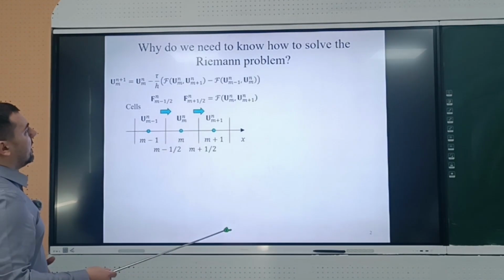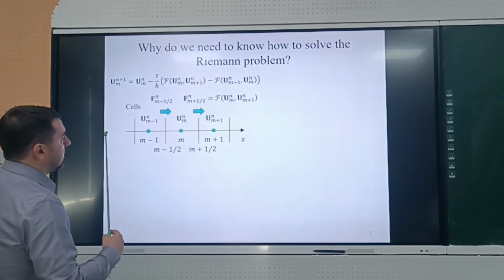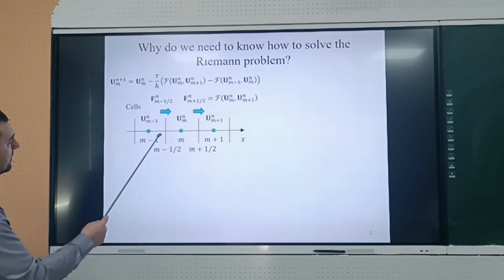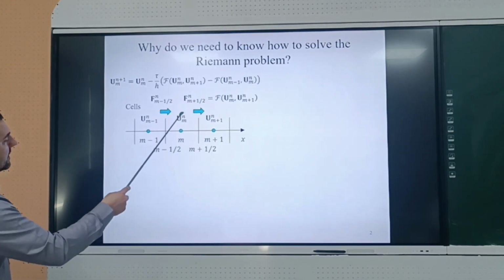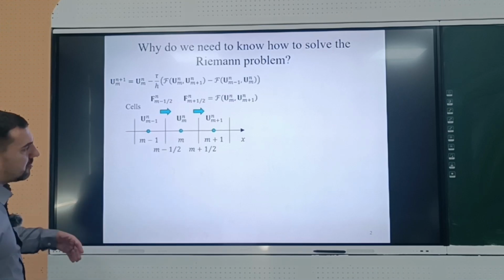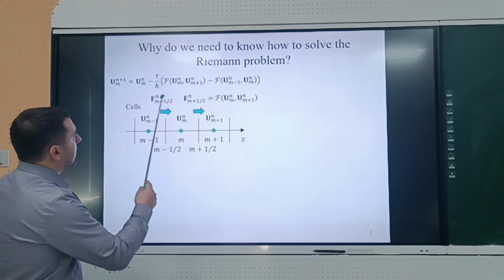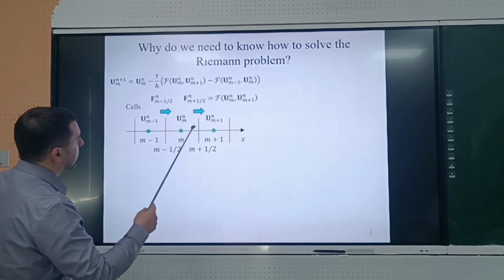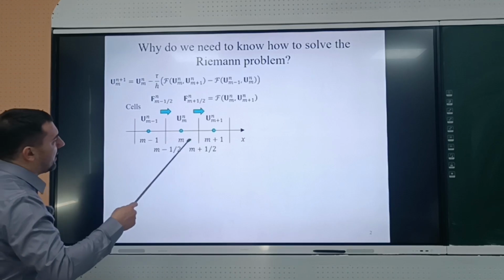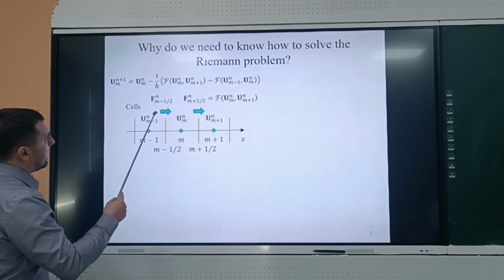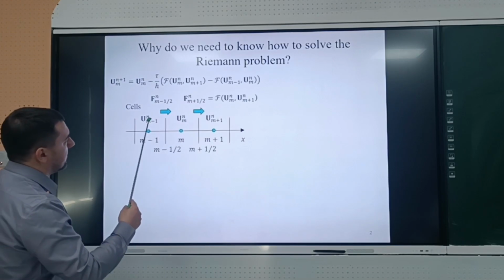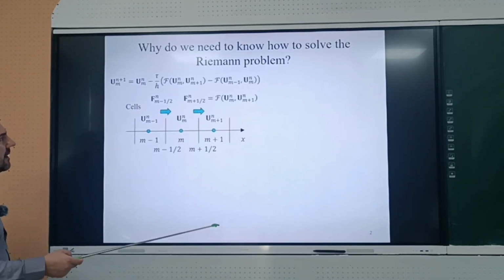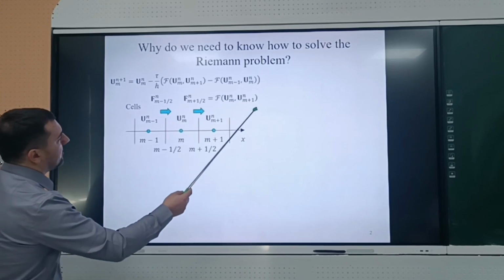In the finite volume method, the computational domain should be divided into computational cells. Each computational cell is called a control volume or finite volume. The numerical scheme is written as a numerical balance law. So the change of the quantities, mass, momentum, and energy inside one computational cell is defined by fluxes of these values through the boundaries of the computational cell. And the question is how to compute this numerical flux.